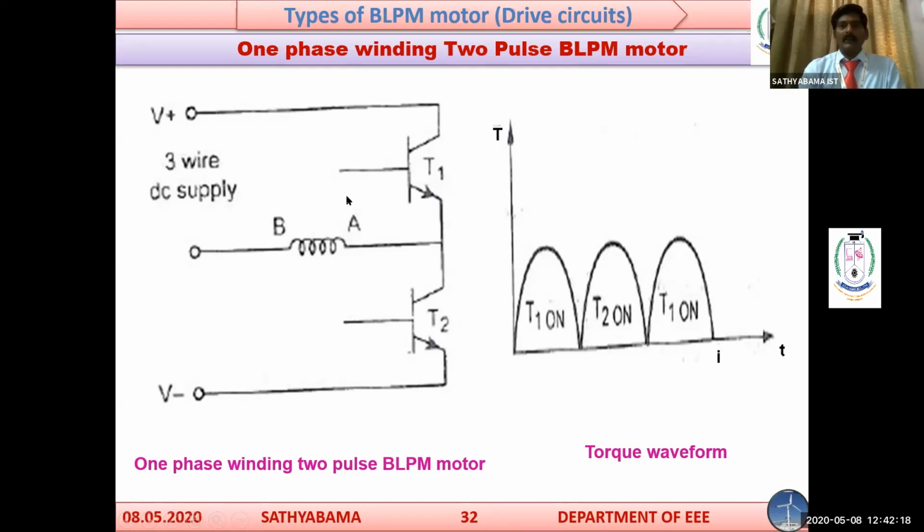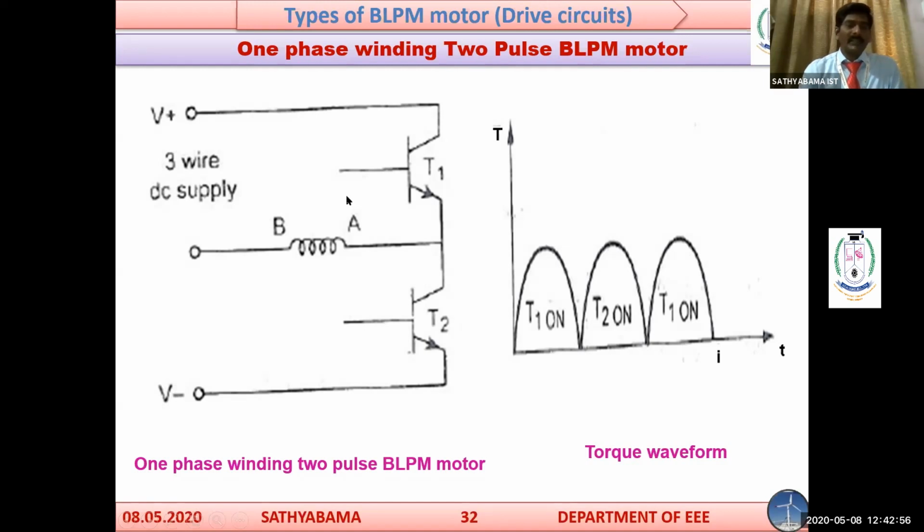Two-phase winding and two-pulse PMBL DC motor. Here there are two windings, W1 and W2, displaced by 180 degrees electrical, which makes use of two semiconductor switches. This performs similarly to the one phase two pulse PMBL motor, which has independent control and requires two position sensors. And the torque developed is uniform. These are the merits of the two-phase winding and two-pulse PMBL DC motor.